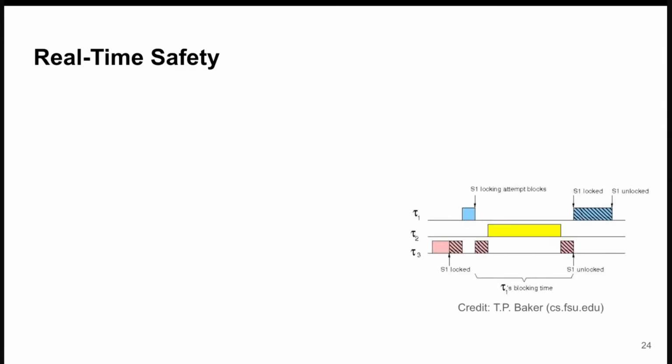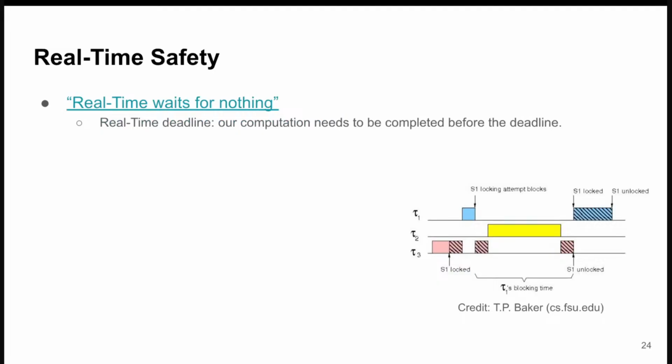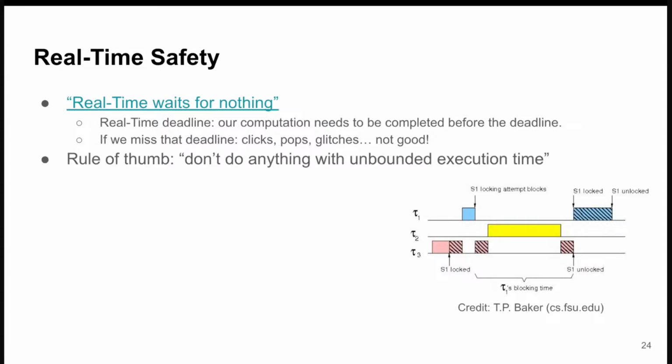So when we say that we want things to be real-time safe, really what we mean is that we don't want to be missing our real-time deadline. There's this great article by Ross Bencina called Real-Time Waits for Nothing, where he describes this in a bit more detail. But the basic idea, the Cliff Notes version, is that when we're writing audio code, we have some deadline, and we need to finish processing our audio before that deadline. And if we don't, we're going to get some kind of glitch that we probably don't want.